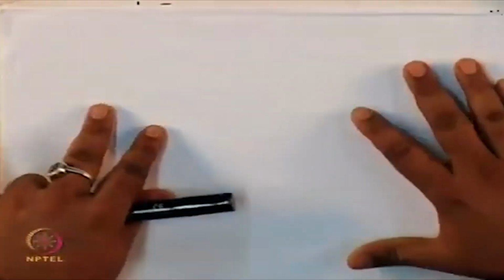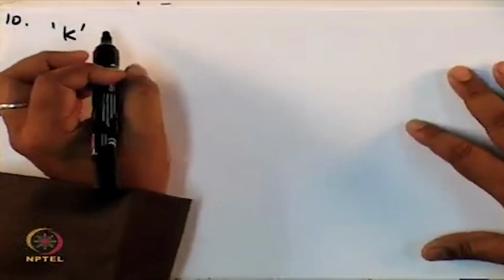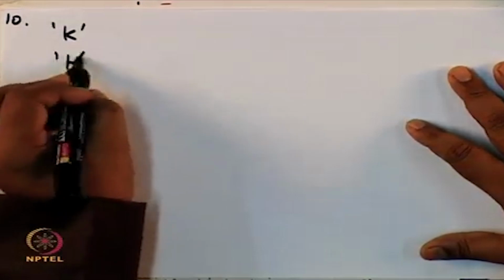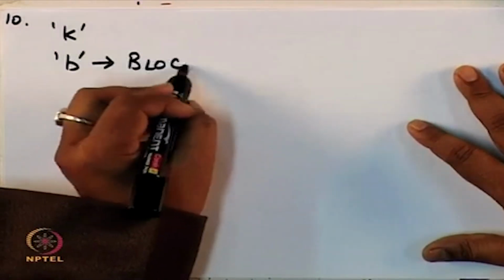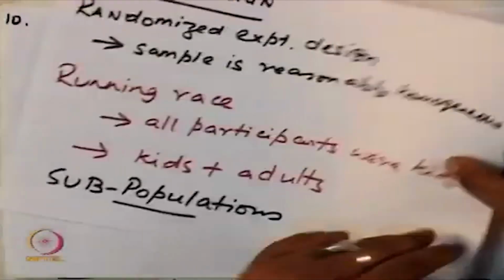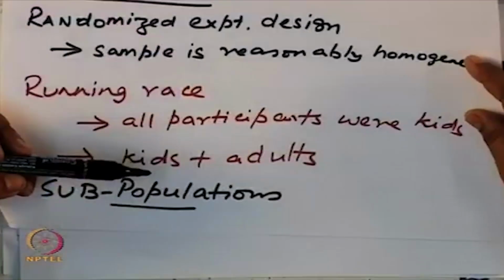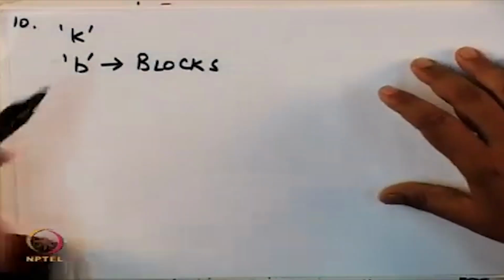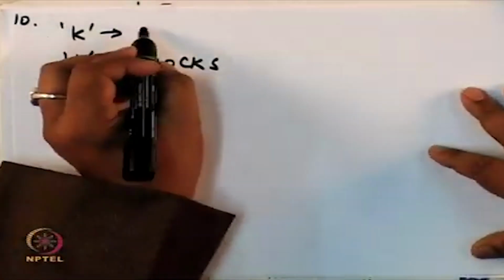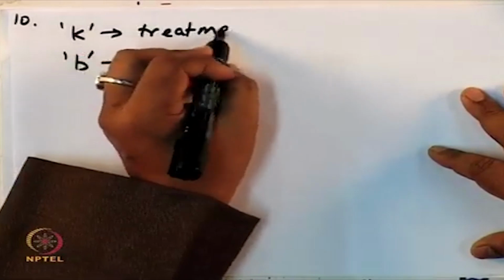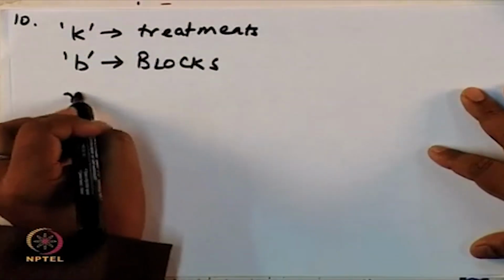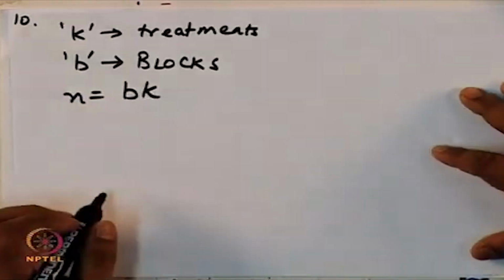So, in randomized block design, you have k treatments, and your entire population is divided into b blocks. For the previous case, you can imagine dividing your participants based on age. So, each age would be a block. So, there are b blocks and there are k treatments. So, there are n equal to b times k total sample size.